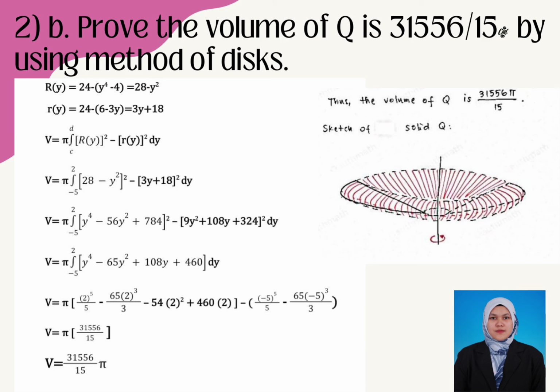V equals pi, open bracket, 2^5/5 minus 65 times 2^3/3 minus 5 times 4 in bracket 2^2 plus 416 in bracket 2, close the bracket. Then minus, open the bracket, (-5)^5/5 minus 65 times (-5)^3/3 and close the brackets.